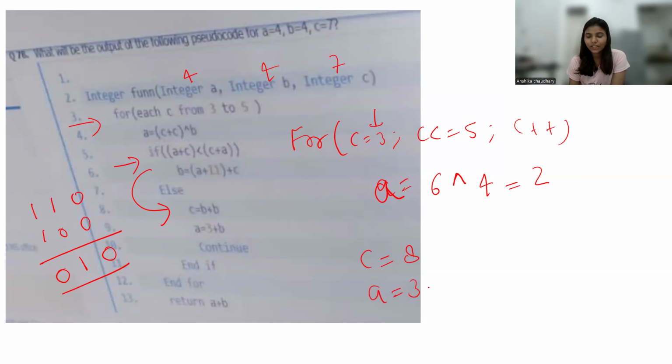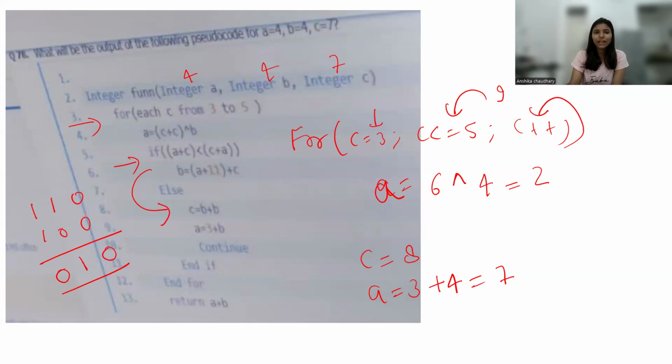A is assigned 3 plus B. So the B value is 4, right? So it will become 7. So A is assigned 7. So continue. Now control will go to the for loop and it will increment the count of C. So the C value was 8, and here C will become 9 by incrementing. So we'll check the condition: 9 is less than or equal to 5? No, not at all. We will come out of the for loop.